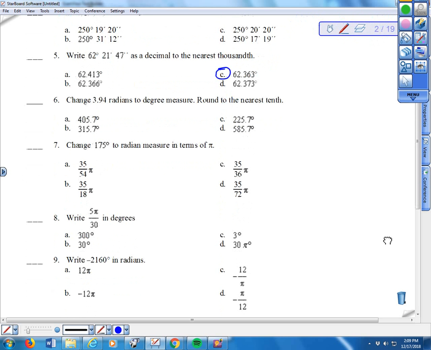Okay, change 3.94 radians to degrees. So I just take 3.94 times 180 over pi, because this is radians and radians cancels. 3.94 times 180 divided by pi, 225.74.